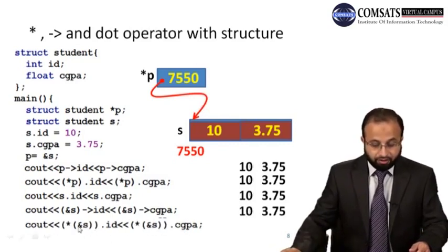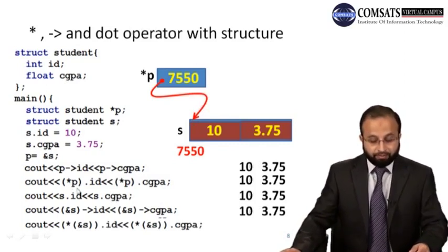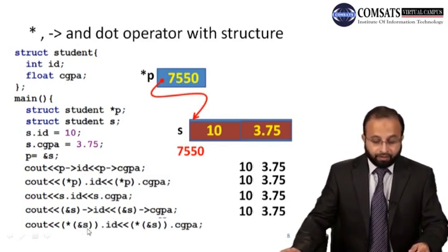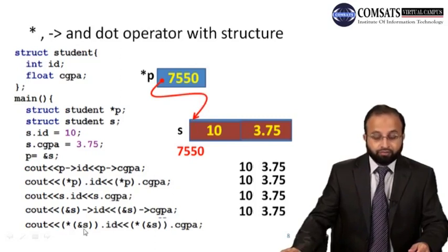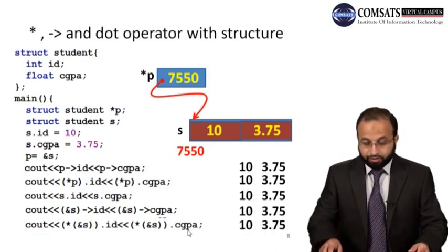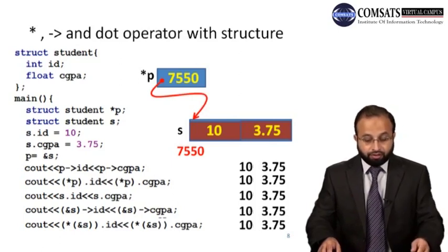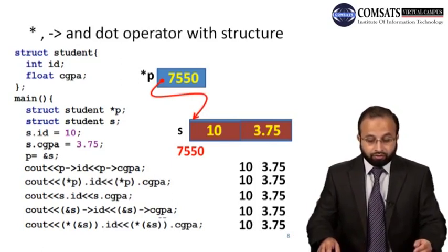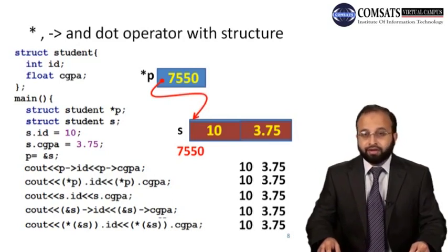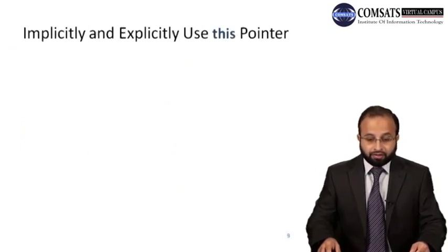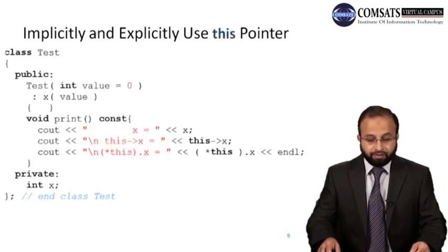And this is actually the same as *p. So &s is the address, you reach the value at that address, then you access id and cgpa. The output is the same in all these situations. These are the different mechanisms to access the value of that structure, using the pointer to a structure or using the simple structure variable. Now let's once again see the implicit and explicit use of the this pointer that we have seen in the previous lecture.